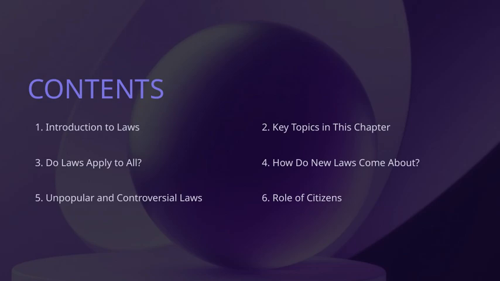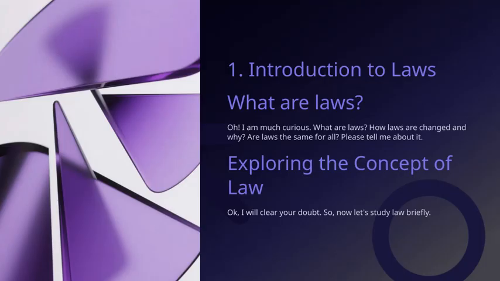Overall, this chapter is designed to give us a comprehensive understanding of how laws work and how they impact our daily lives. All right, let's talk about laws. Laws are rules that guide our behavior and help keep society organized and safe. You might wonder, what exactly are laws? Well, they are established rules made by those in authority, and they tell us what we can and cannot do. Laws are not fixed forever. They can change over time, reflecting new values or circumstances in society.